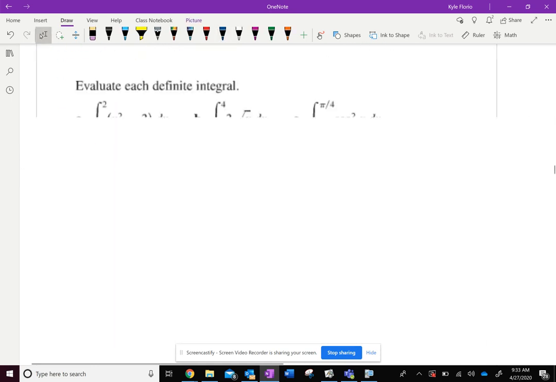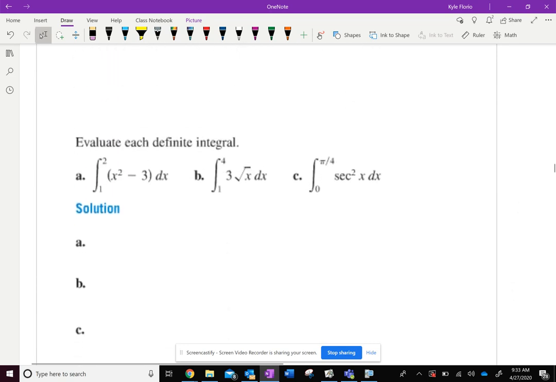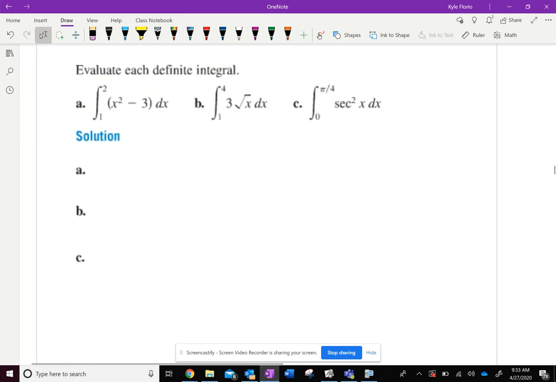Is that it for this video? Okay, so these are just 3 more examples. I want you to try these on your own and check them. I'm going to run through them quickly so you can pause the video and see if you can get them on your own. But just like before, take the antiderivative, plug in our limits of integration, and you're done.